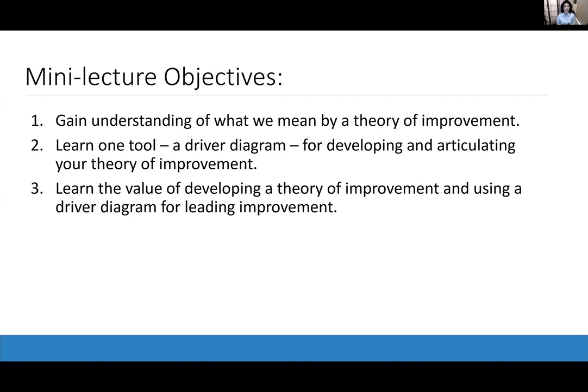Here are the objectives for our short time together. My hope is that you'll gain an understanding of what we mean by a theory of improvement and continuous improvement and improvement science. And you'll learn one particular tool called a driver diagram for developing and articulating your theory of improvement. And lastly, that you'll learn why using a driver diagram is valuable for leading improvement.